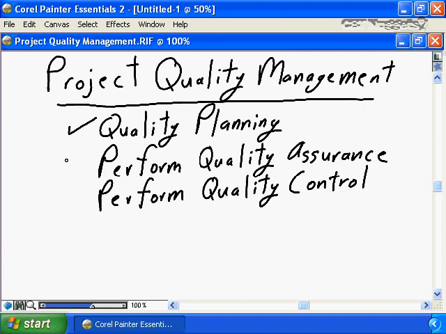The next steps: perform quality assurance and perform quality control. Ensure that the quality processes defined in the plan are followed throughout the project. In other words, that we're doing the right things and that we're delivering the right product.